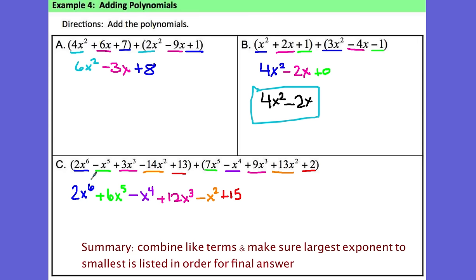So notice I have the highest exponent first, and then going down in order from largest to smallest, and that would be my answer. It's a polynomial to the 6th degree. So to summarize, combining or adding polynomials, we combine like terms and make sure the largest exponent to smallest is listed in order for the final answer in standard form. So pause the video if you need to get caught up, and rewind it and go back if you need to. But next, let's take a look at the subtraction.